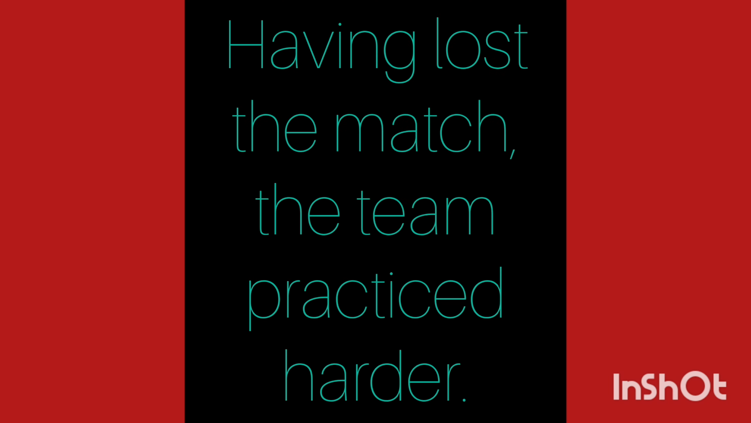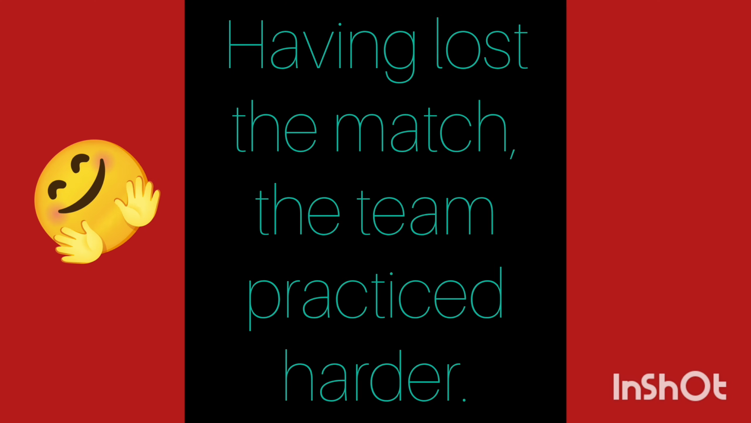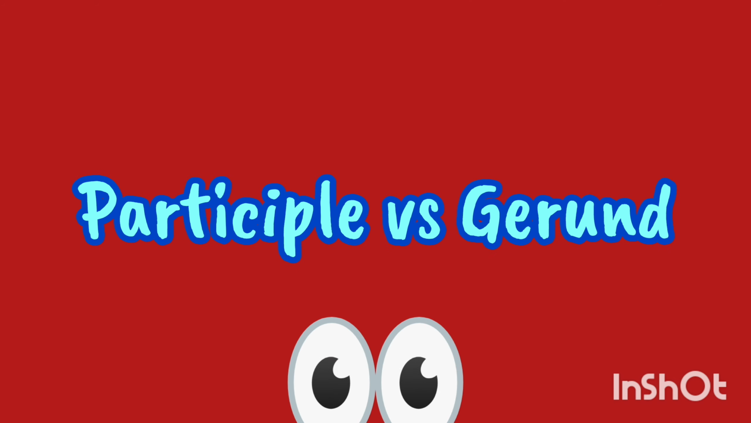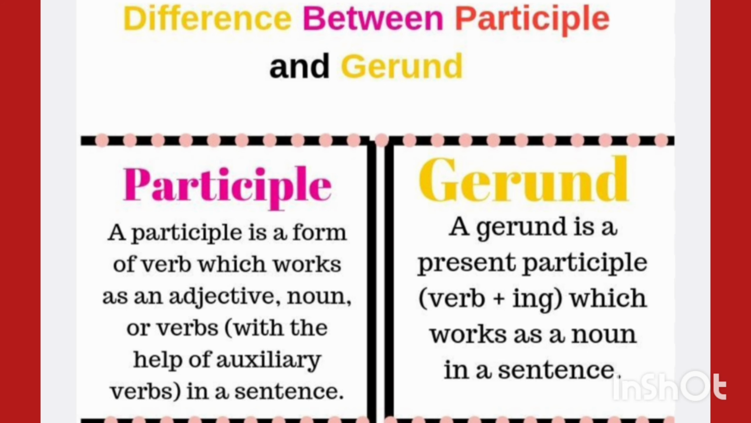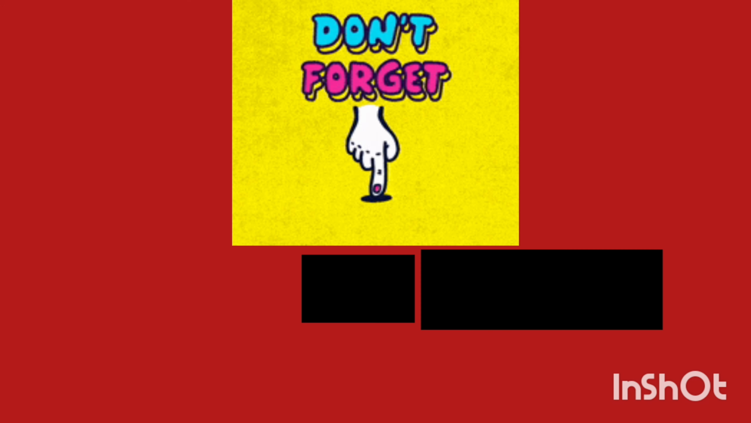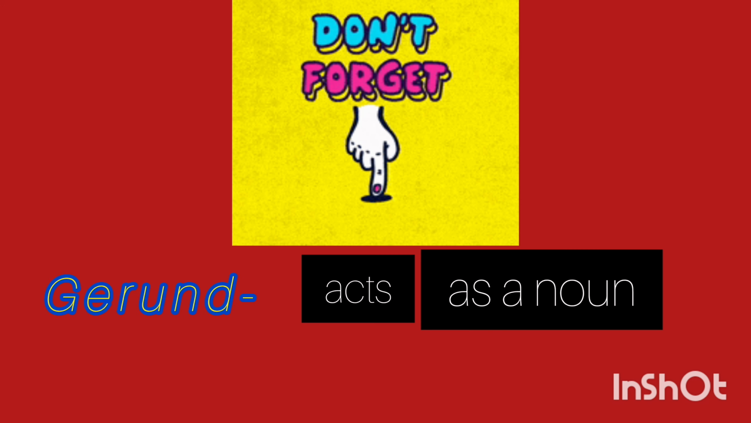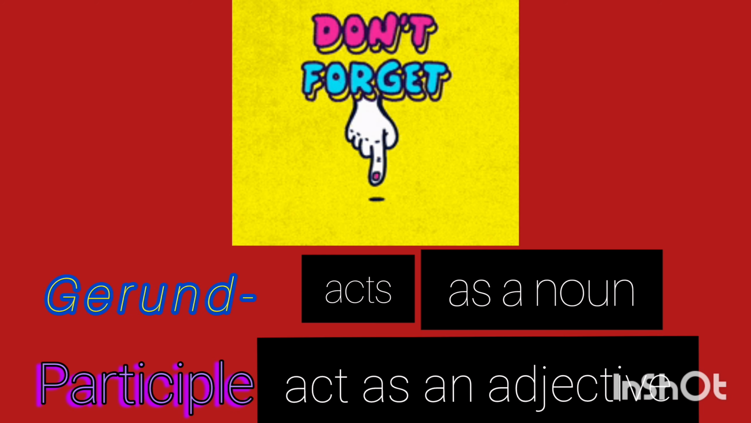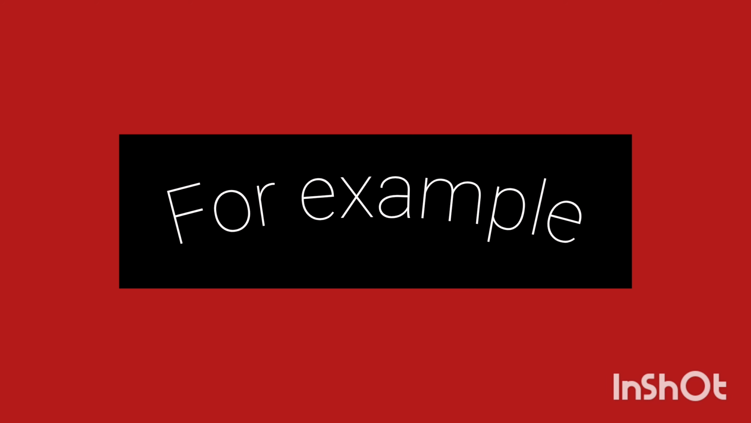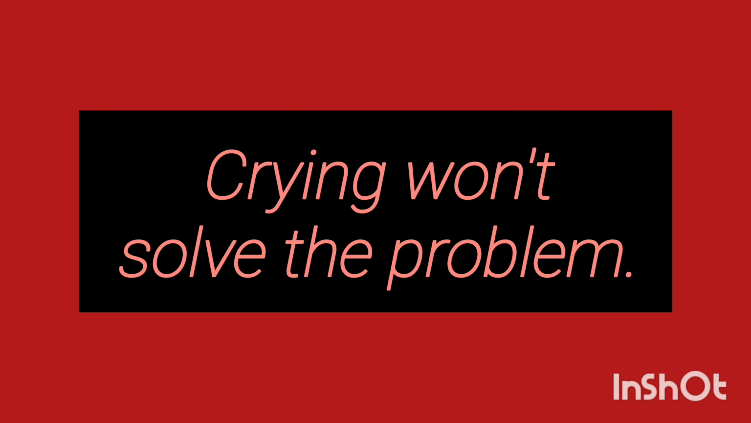Another example, having lost the match, the team practiced harder. In this sentence, having lost indicates a complete action before another action. At this point, students often confuse participles with gerunds because both end in ing. However, the difference lies in their action. Always remember, gerund acts as a noun while participle acts as an adjective. For example, crying won't solve the problem.